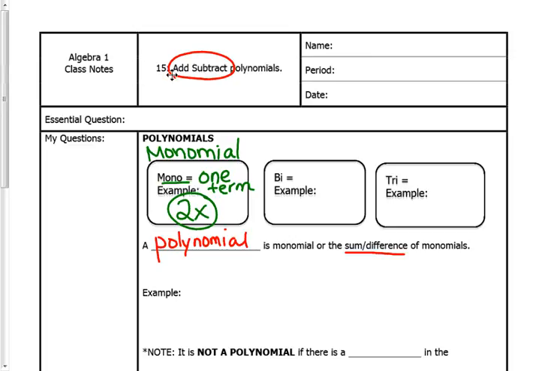A binomial is the next type that we see a lot. And with binomial, the root word bi means two. So a binomial is two terms. So for example, we have 2x plus 3. Now this is two terms because the 2x and the 3 are separated by an addition sign. Same thing if we had a subtraction sign here, this would still be considered a binomial because we have two terms here.